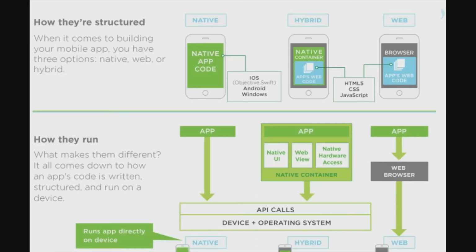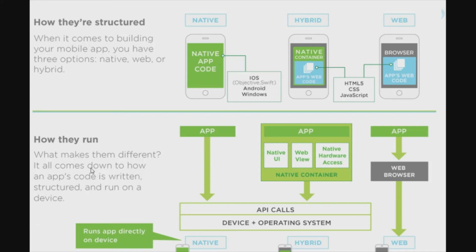So these are the structures of native, hybrid, and web. So native: Android, Windows, different platforms need to come out with different codes. Okay, hybrid and web, they use web technology, web elements, HTML, CSS, and JavaScript for the codes.